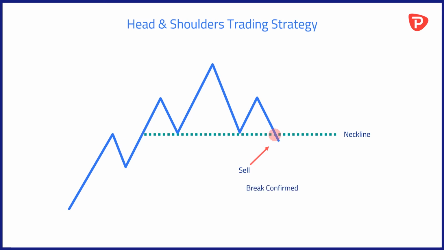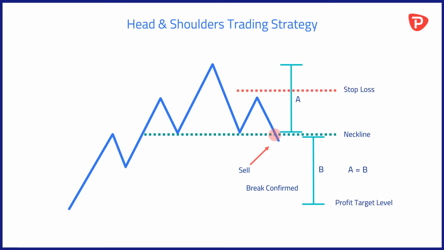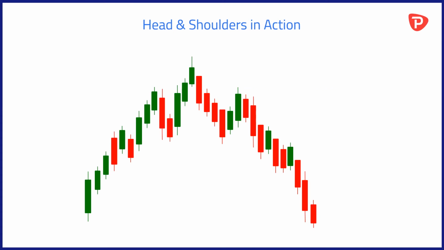The height from the neckline to the top of the head peak is then measured to provide the distance for the take profit target, as we can see here. The stop loss is placed just behind the right shoulder of the pattern to give the market room to move. The great thing about head and shoulders patterns is that the head will always be higher than the shoulders, so the profit target will always be greater than the initial stop loss, which sits just above the right shoulder.